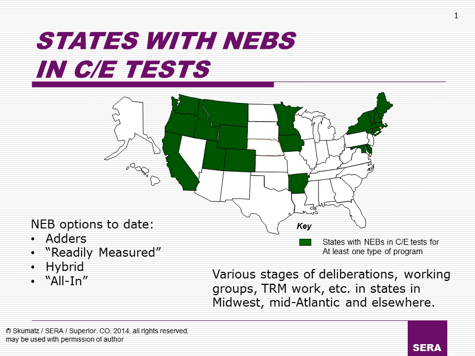States around the U.S. have included NEBs at different levels: adders, readily measured, hybrid, and all-in. And they're in various stages of deliberations in other states, working groups, TRM working groups, and so on. And we've been working in areas in the Midwest, in the Mid-Atlantic, and elsewhere. This domino effect has really taken hold.